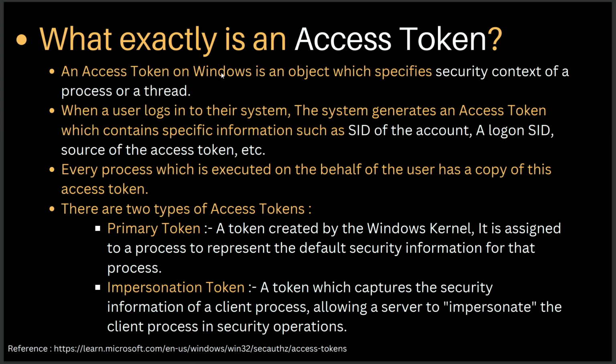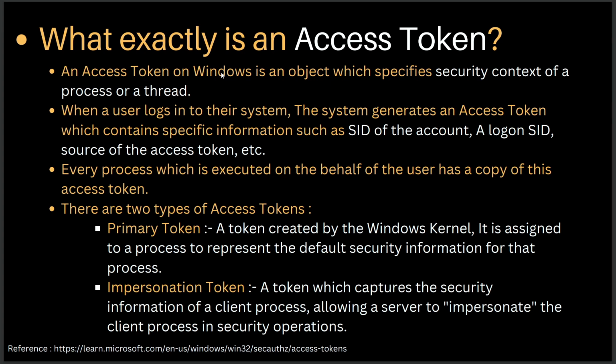Now, let's say that you have an access token and you finally log in, and then let's say that you execute Google Chrome or any other normal process. That process, which is executed on behalf of the user, has a copy of this access token. So whatever process you execute is going to have a copy of the access token which your system generated when you logged in. Now, there are two types of access tokens.